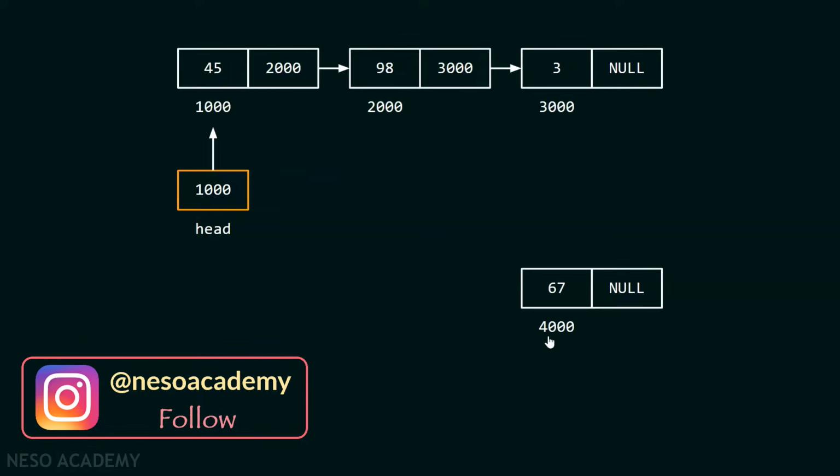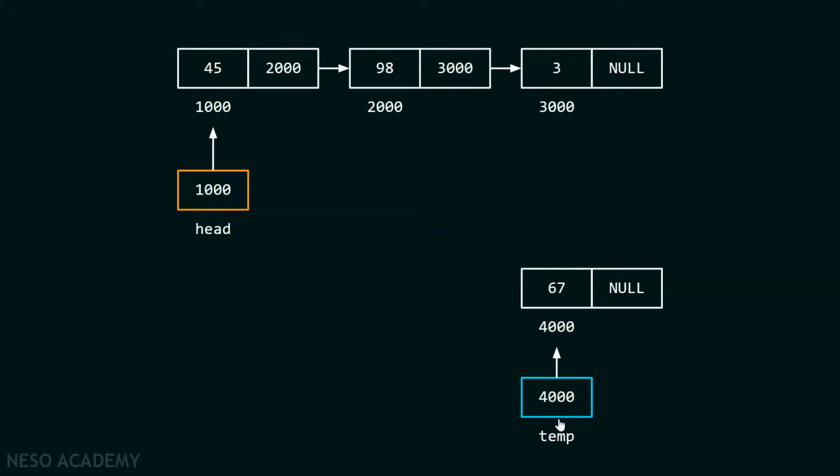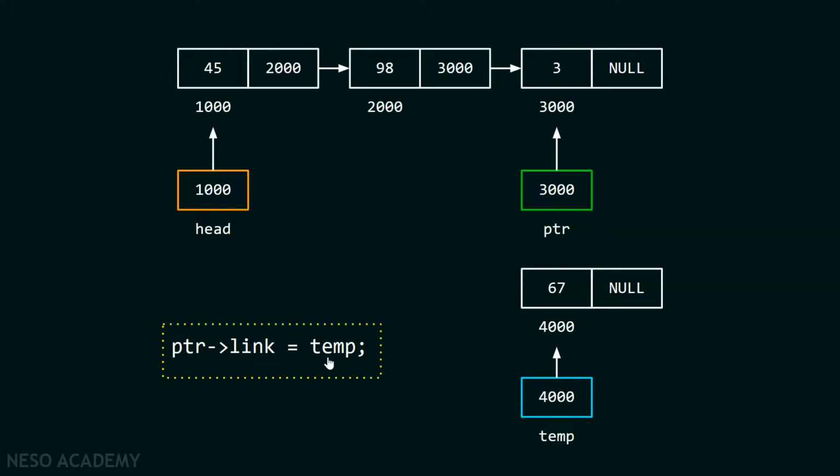I am assuming here that the address of this node is 4000 and there is some pointer temp which will contain this address. So here the temp contains this address 4000. We have the ptr pointer which is pointing to the first node of the list, and we will use this pointer for traversing purpose. We will traverse this list until the end node is reached, and after reaching the end node, we will update the link part of this node by this address 4000, and the way which we will do this is by using this code: ptr->link = temp.